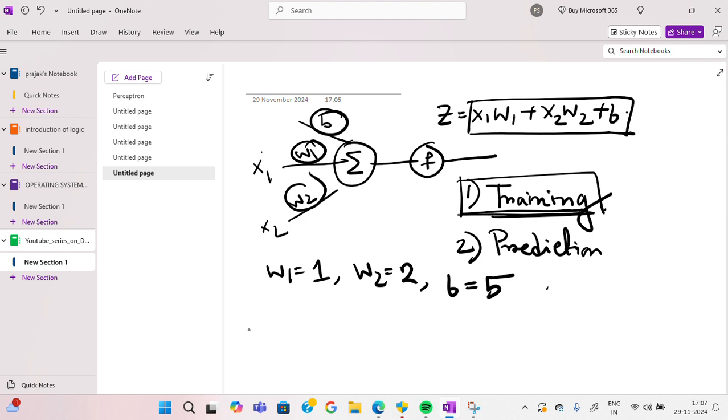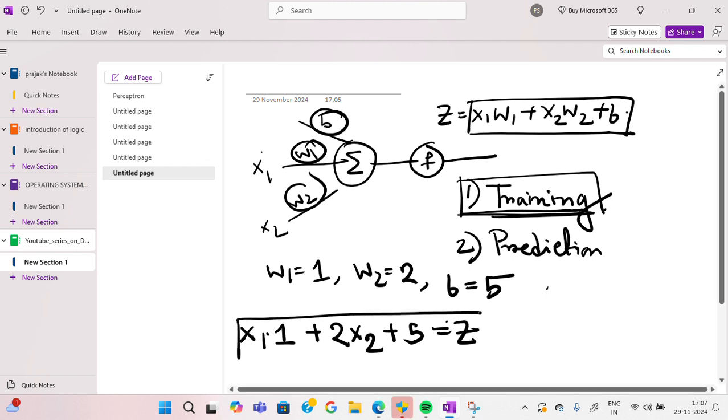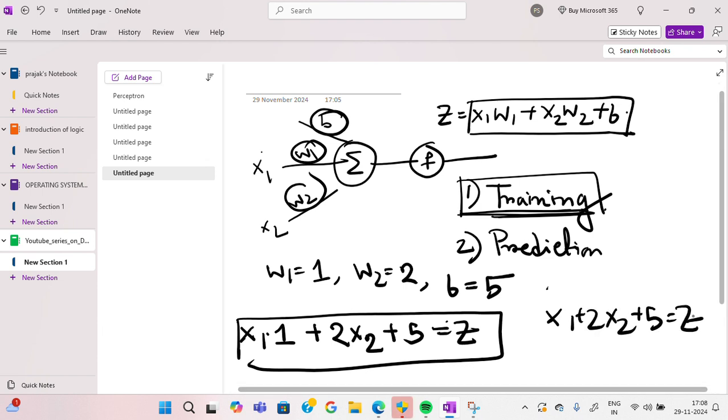Then 1 into x1, this is nothing but a dot product, plus 2 into x2 plus 5. This is the value of z. So it will be x1 plus 2x2 plus 5 is equal to z.